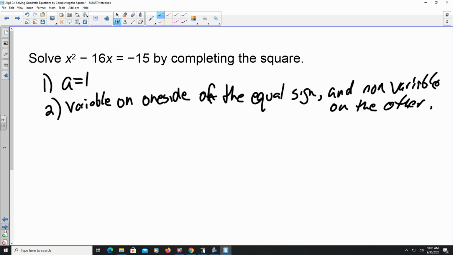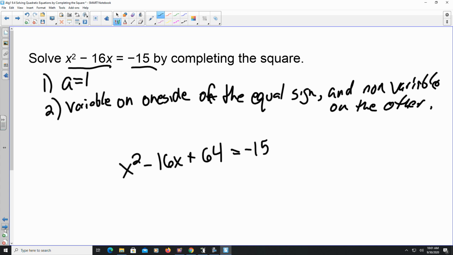This is nice. All variables are on one side. Great. All non-variables on the other side. Great. So we can go about completing the square on the variable side. I have x squared minus 16x plus, this is going to be negative 16 divided by 2, which is negative 8. Squaring that, I get 64. So on the left-hand side, I completed the square like I did in the examples prior. It's now going to be equal to negative 15.